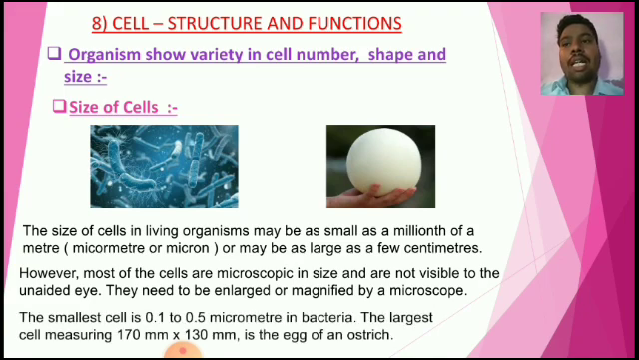The smallest cell is 0.1 to 0.5 micrometer, in a bacteria. And the largest cell, measuring 170 mm into 130 mm, is the egg of an ostrich. Means the smallest cell is in micrometer size and the largest cell is a few centimeters.